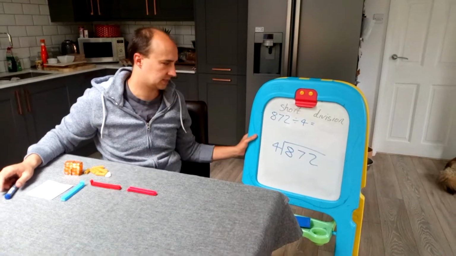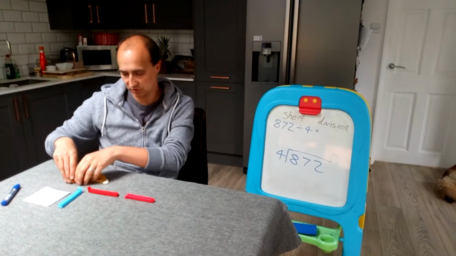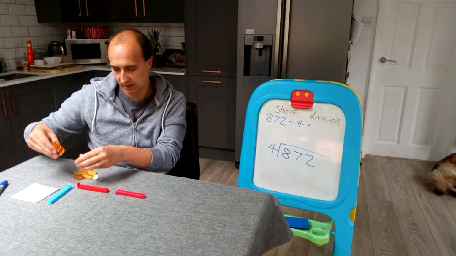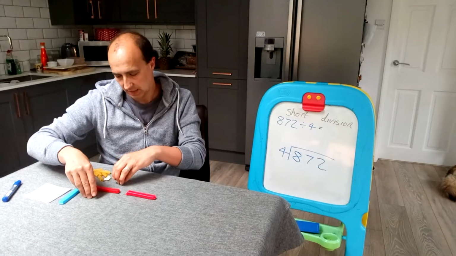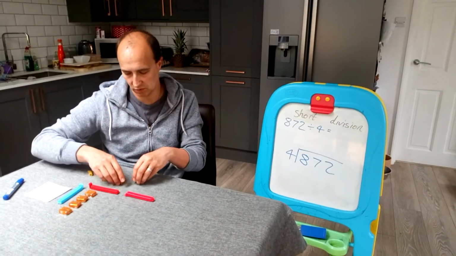I think for this it's quite useful to see how it looks alongside the concrete apparatus. So I'm just going to make 800 here with my hundreds. Again, I'm going to divide them by 4, so I'm going to put them into 4 rows, just like I did in the concrete video.